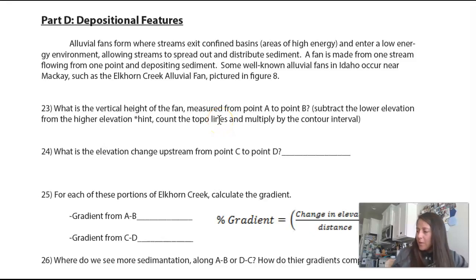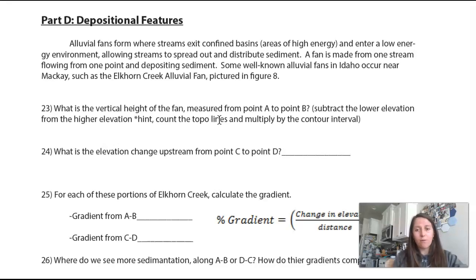Okay, so in part D, we have alluvial fans form where streams exit confined basins, as we saw in lecture. So these confined basins are areas of high energy, typically. So alluvial fans form when the areas of high energy enter an open area, a low energy environment, which allows the streams to spread out and distribute the sediment in that area of not being so confined, of low energy, okay? So a fan is made from one stream flowing from one point and depositing the sediment.